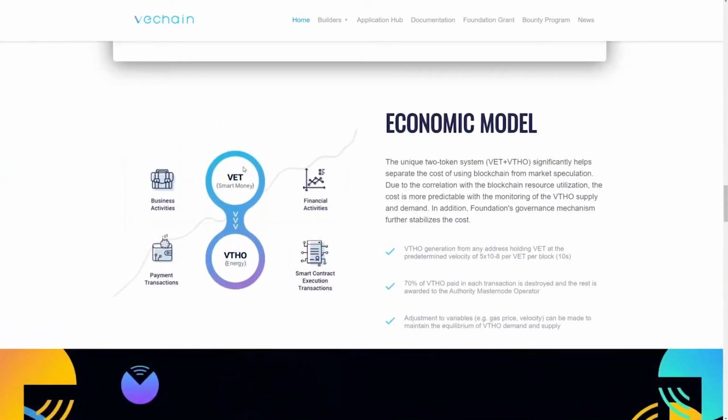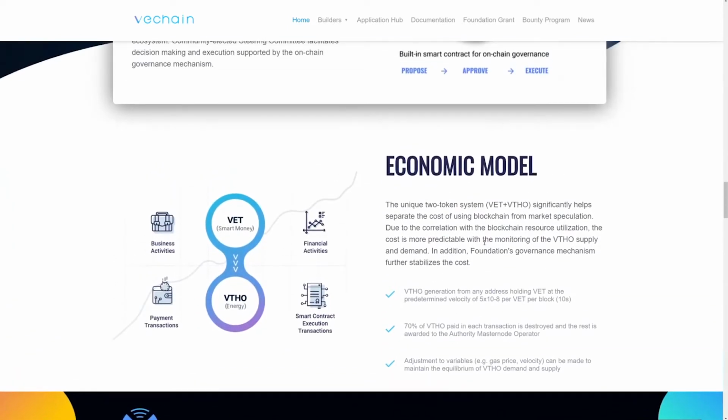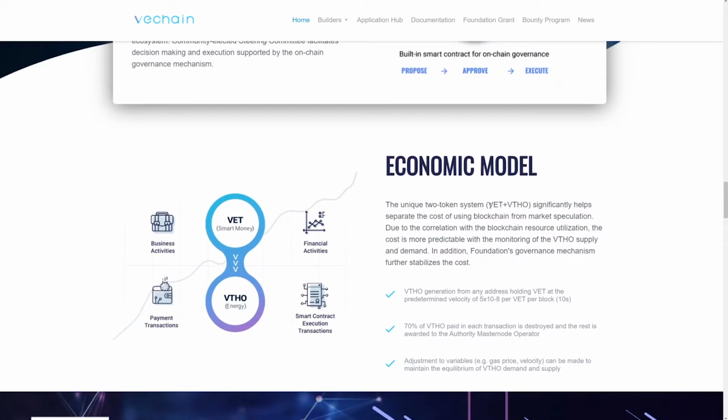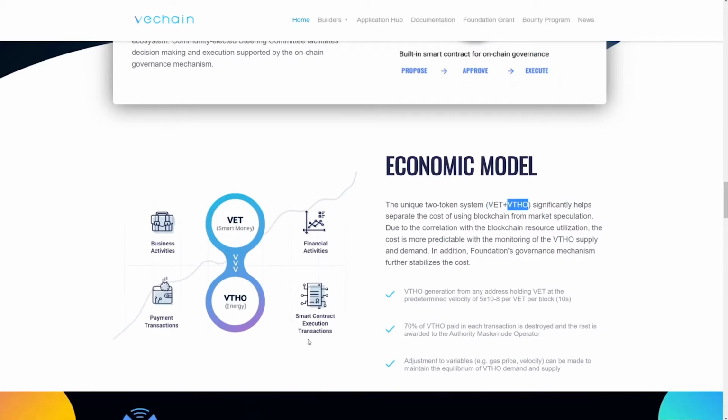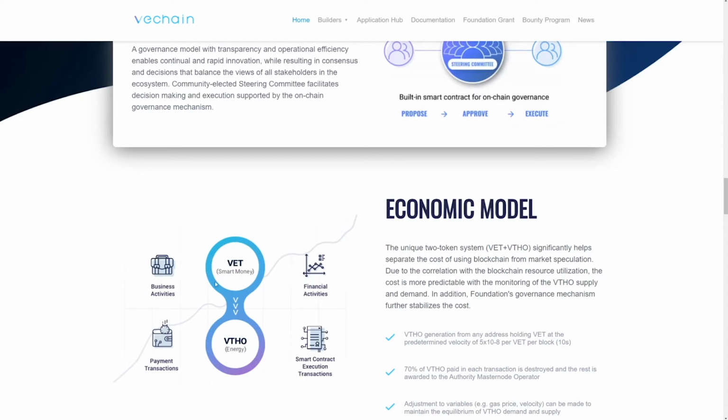And then we have this economic model, which consists of those two token systems, the VeChain token and the VeChain Thor token. So we have the VeChain token as the smart money for business activities and financial activities. And then we have the second, VeChain Thor token, which is for the energy, for the gas on the blockchain. So it's used for paying for transactions and also smart contract execution.